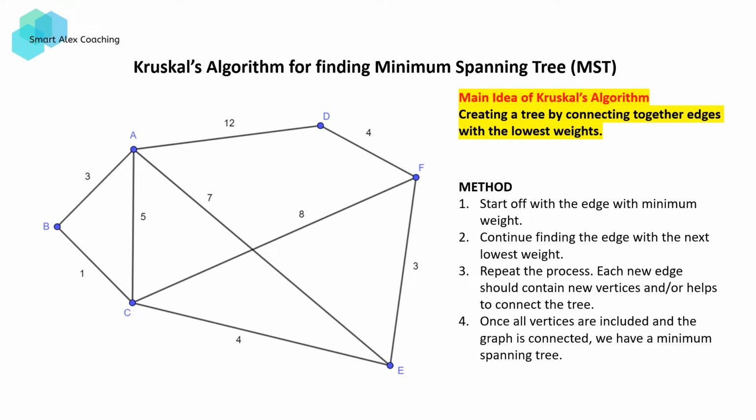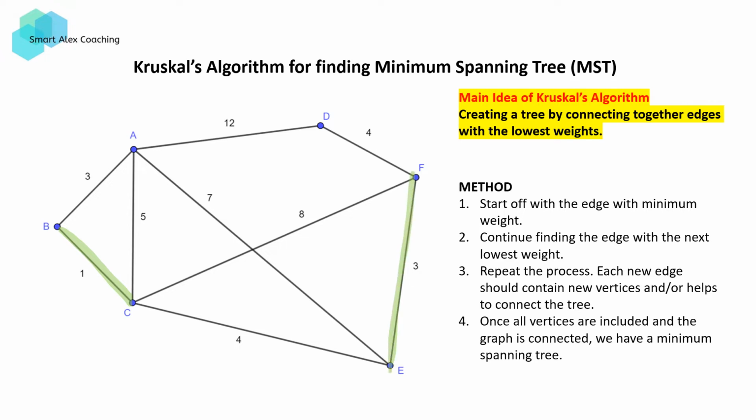Looking at this graph, edge BC has got the minimum weight of 1, so I'm going to highlight edge BC to indicate that this will be part of my final minimum spanning tree. You then continue finding the edge with the next lowest weight. Edges AB and EF have got the next lowest weight of 3. You can choose either one. I'm going to choose EF in this example.